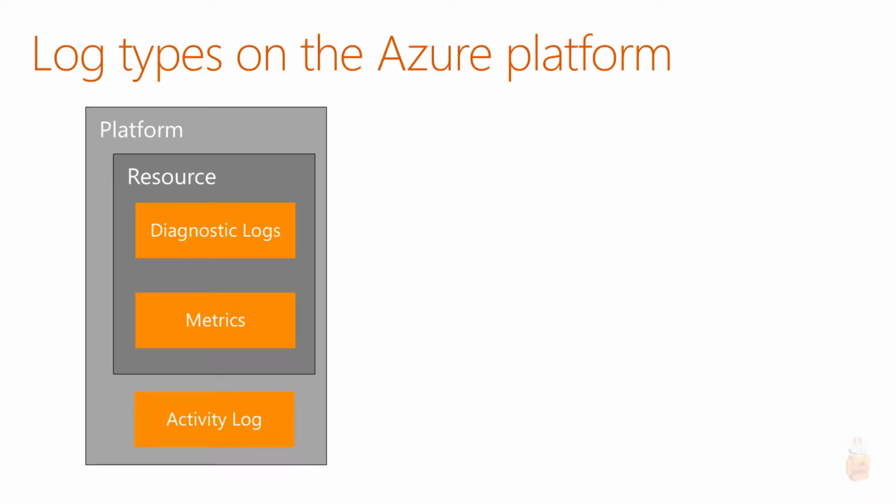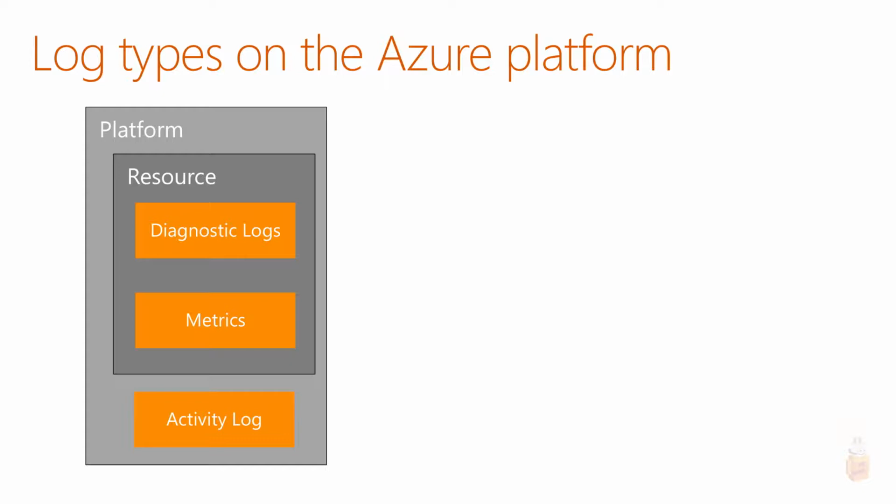So when we look at what Azure Monitor's big data types are, number one is metrics, right? Those come from resources that are on the Azure platform. But also logs that come from resources. We call those diagnostic logs. And then we also have the activity log.